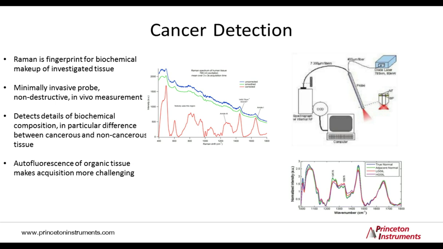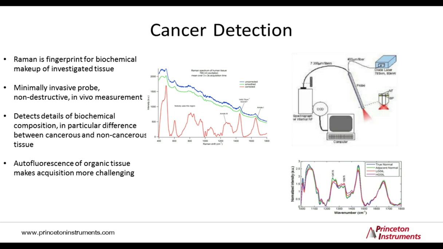Another interesting application of Raman spectroscopy has been the detection of cancer in cancerous tissues. Essentially, the Raman spectrum is a fingerprint of the biochemical makeup of the investigated tissue. The figure here shows research that uses a probe that can be used in a minimally invasive in vivo measurement. The setup uses optical fibers to transport laser light to the sample tissue and to collect the Raman signal and guide it to a spectrometer. The key result of these measurements is that Raman can differentiate between cancerous and non-cancerous tissues.